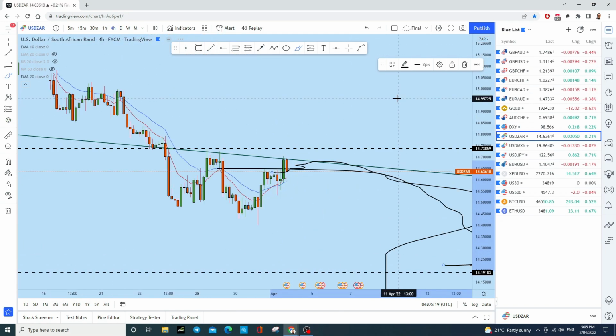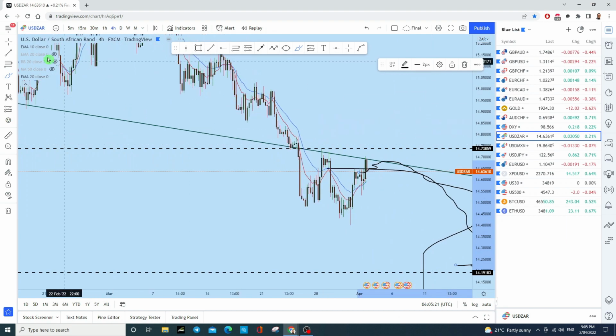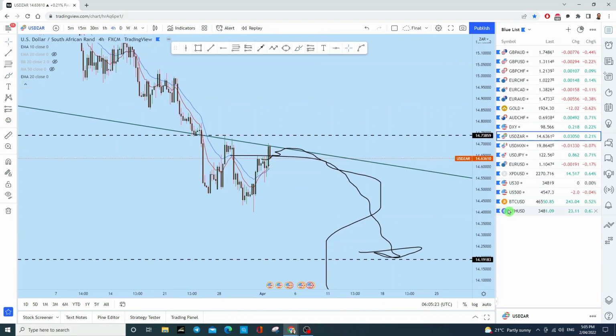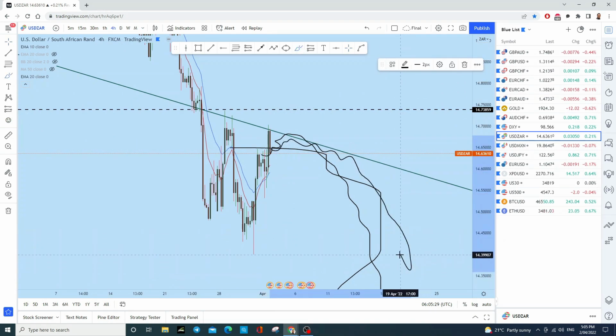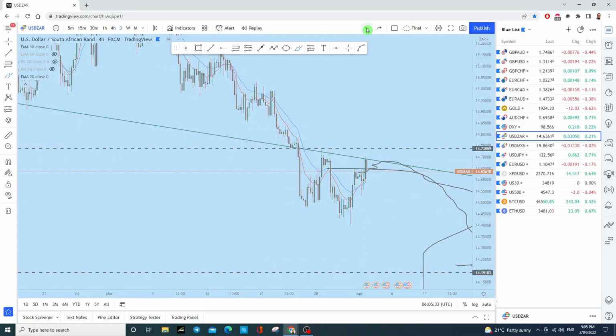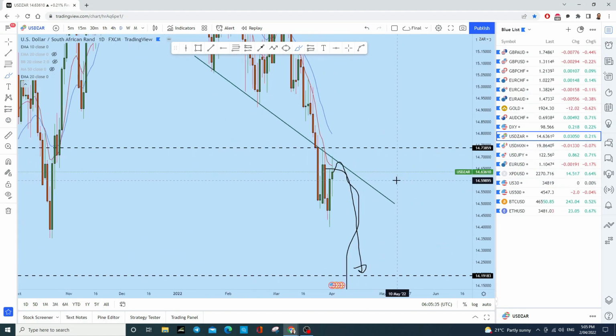So let's see 4 hour how it is happening. So this could be the situation with the USDZAR. We might see another little uprise, and then from this trend line we could see that USDZAR is dropping, and I will be trading in this trading plan according to the analysis that I made.